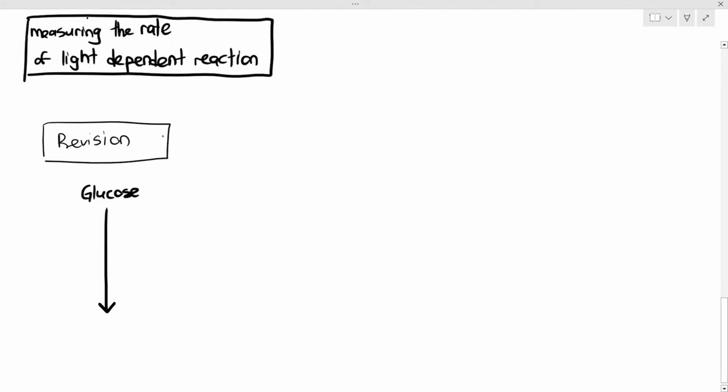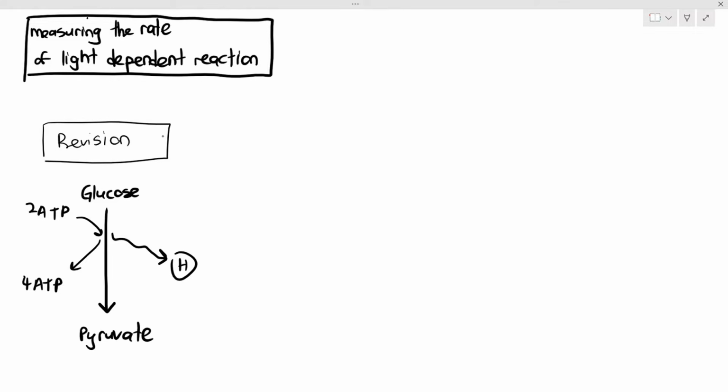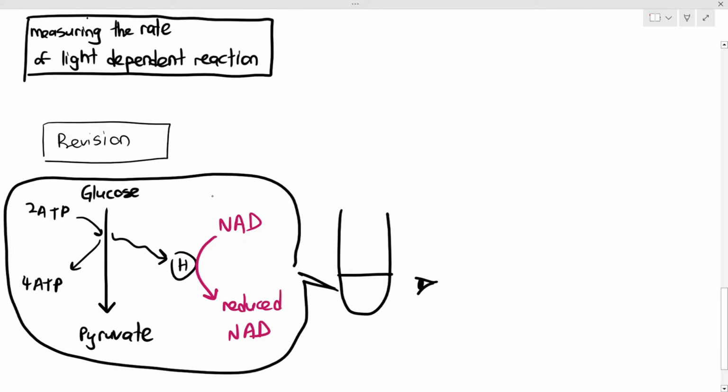There was one experiment where we used something known as redox indicators to measure the rate of glycolysis, where the glucose, when it undergoes glycolysis during respiration here, produces pyruvate and also produces 4 ATP molecules, and it releases hydrogen. And the hydrogen under normal circumstances will be accepted by a hydrogen carrier called NAD, and the NAD will be converted into reduced NAD. Now, we cannot visualize this process happening inside a test tube, because we cannot see the NADs becoming reduced NADs.